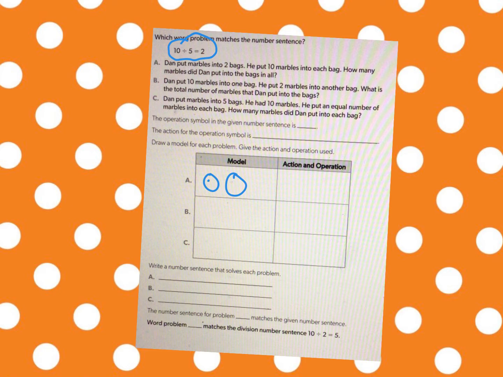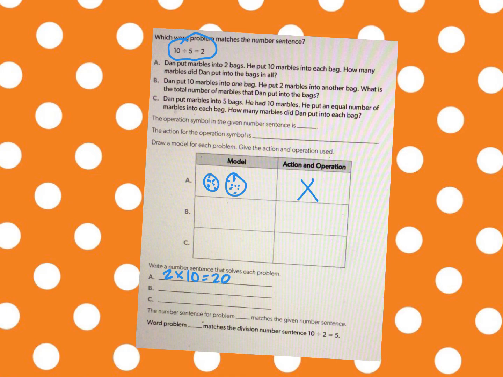1, 2, 3, 4, 5, 6, 7, 8, 9, 10. So over here, my action that I'm going to do is I'm going to multiply to figure that out. So how many marbles did Dan put into those bags in all? My number sentence would be 2 times 10, which equals 20. Okay, let's look at letter B.